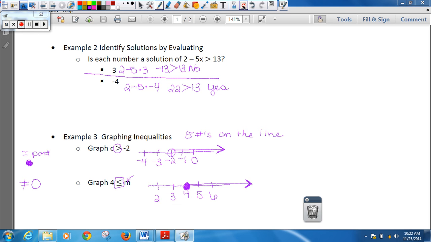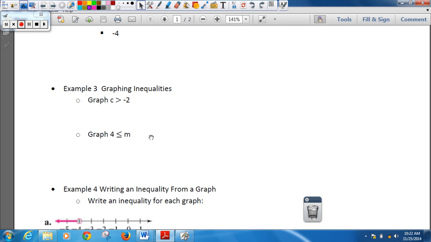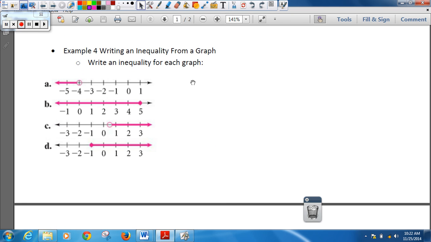Our last example, example number 4. I want you to write an inequality from the graph given. I always start with my variable, and for whatever reason I always just use x. And I know my number here, that dot is on -4. This is going to the left, so it's the smaller number, so that should be less than. It's not equal to because this dot is not filled in, so x is less than -4.